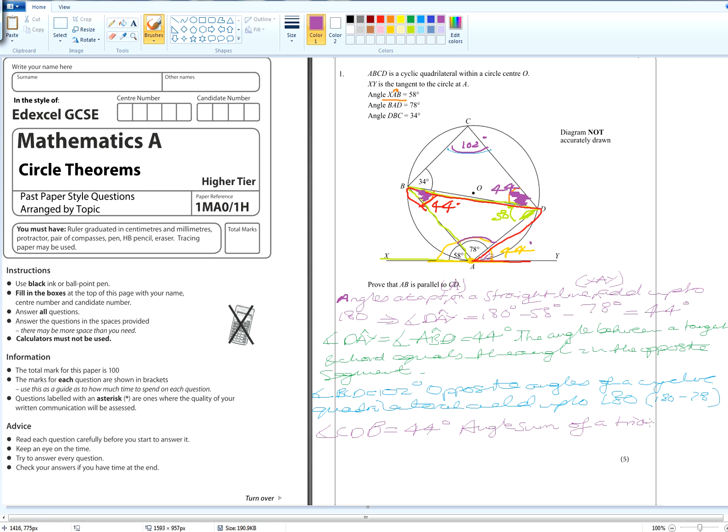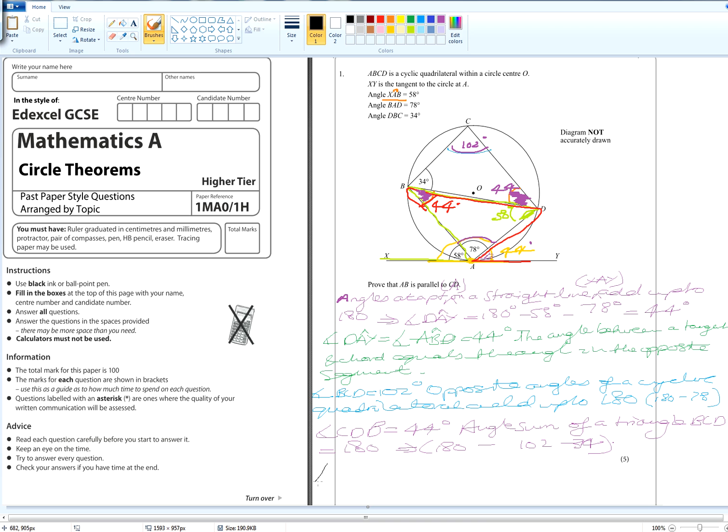The angle sum of a triangle. What triangle are we talking about? Triangle BCD. Yeah. Angle sum of a triangle BCD is equal to 180. Okay. So therefore, 180 degrees minus 102 minus 34 will give you the 44. Okay, what's the last bit of maths we can write down now? Angle CDB equals ABD. That's right.